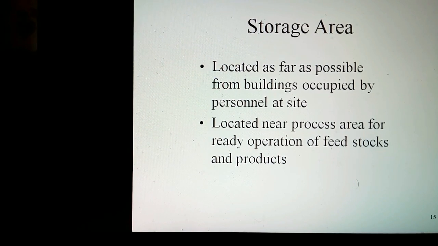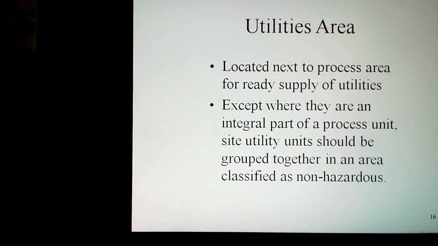The storage area shall be located as far as possible from buildings occupied by personnel at the site, but should be located near the process area for ready operation of the feedstocks and products. The utilities area shall be located beside the process area for ready supply of utilities, except where they are an integral part of a process unit. Site utility units should be grouped together in an area classified as non-hazardous.